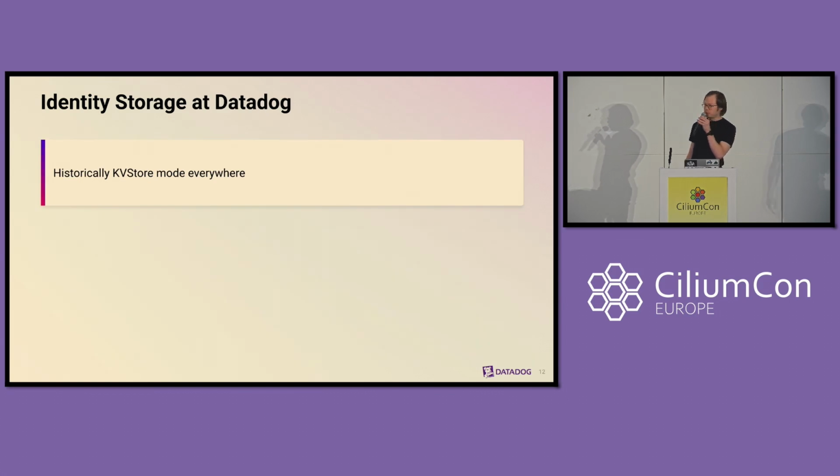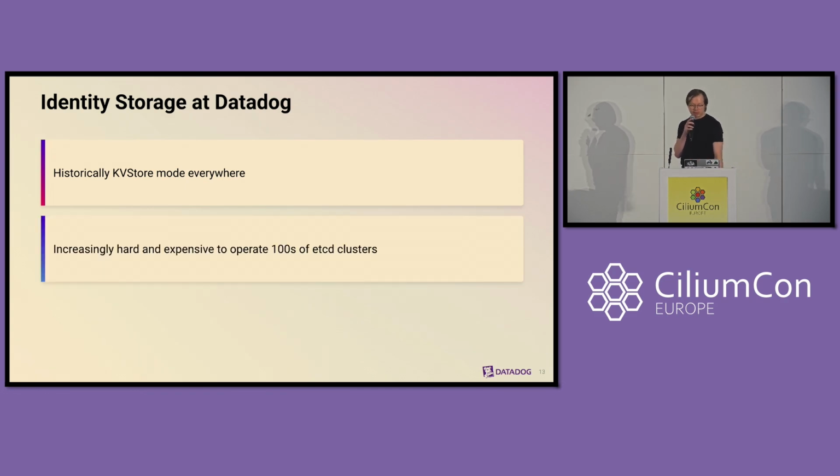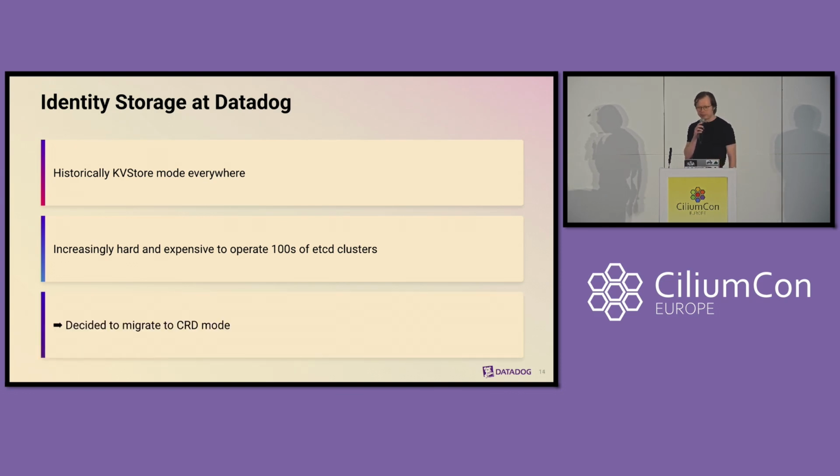Why am I even talking about this? Just to give you some context. Historically at Datadog, we've been using the KVStore mode everywhere for identities because it was actually the only one available. But it became increasingly hard and expensive to operate hundreds of etcd clusters just for identities. They've also been pretty underutilized. And so we decided to migrate to CRD mode.